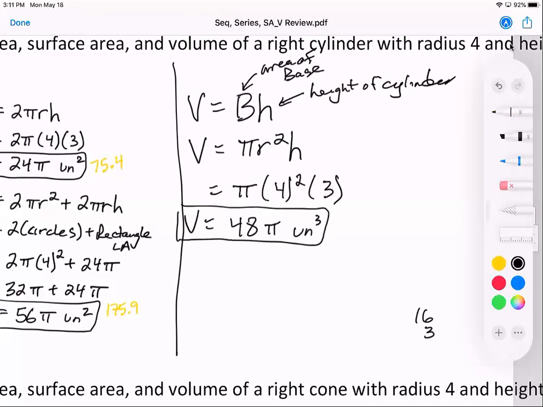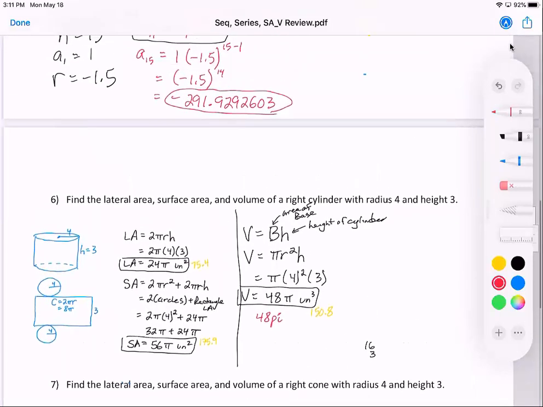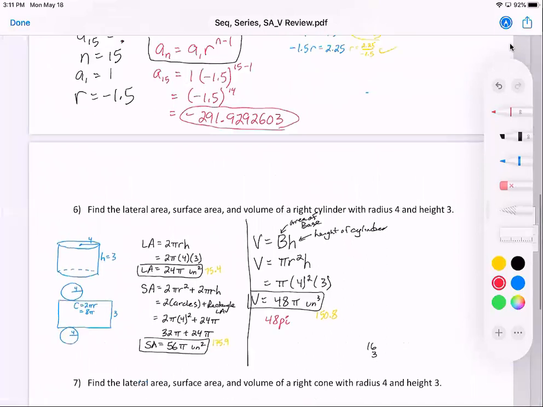If you happen to multiply that out, you should get 150.8. But again, I believe on Schoology or on your final exam, we'll ask you to leave it in terms of pi. And most likely you type it as 48 pi on Schoology. Okay, so that was number 6.